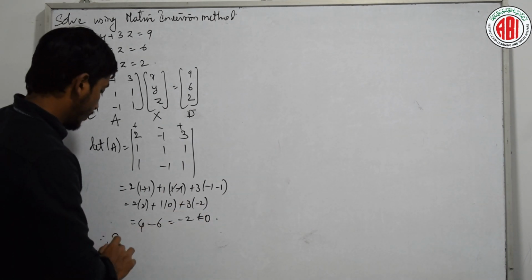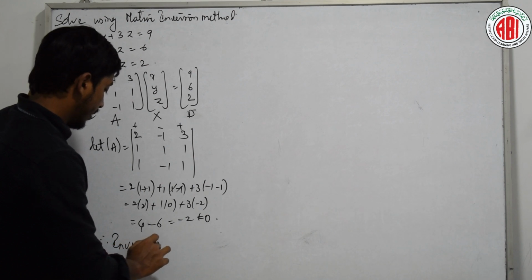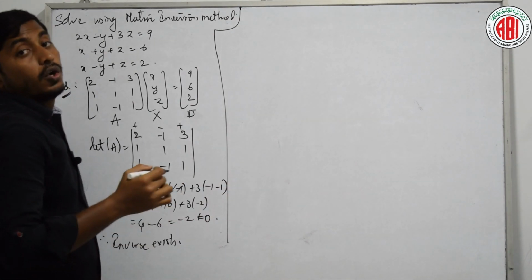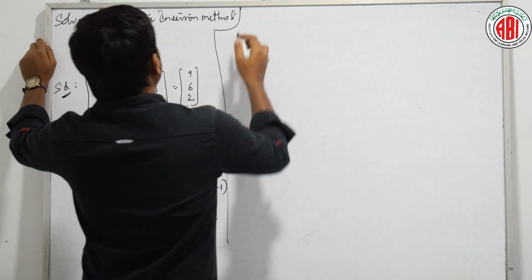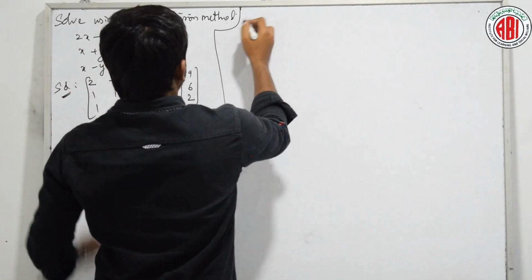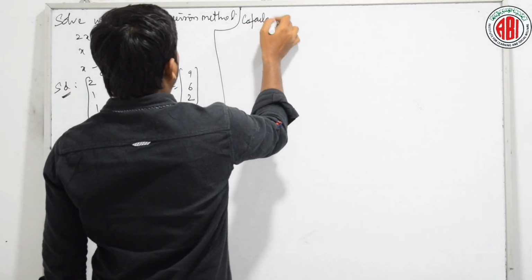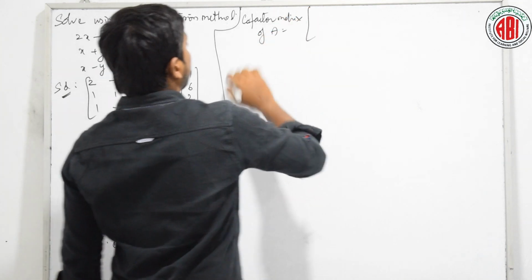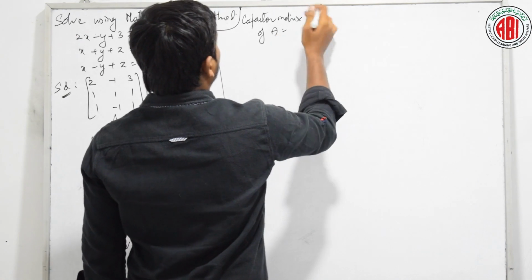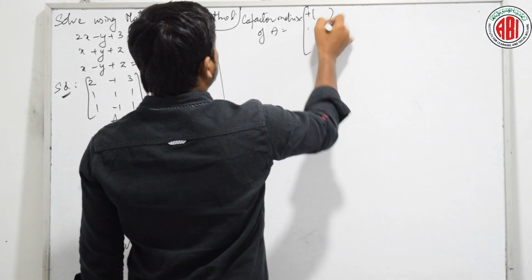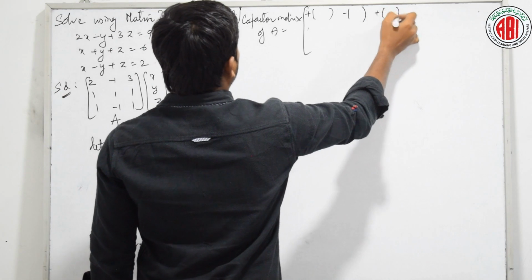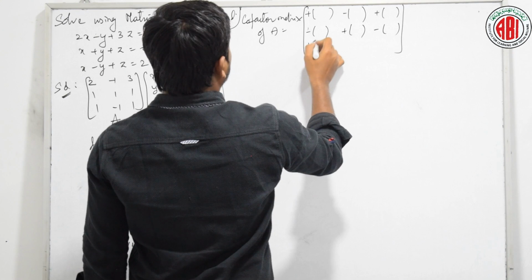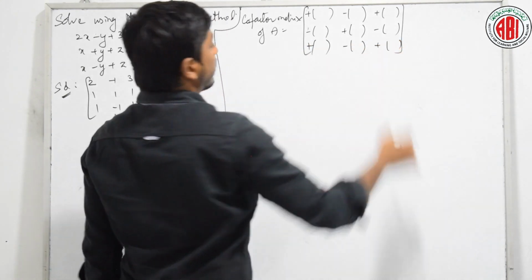Therefore, I know that inverse exists. What is that I have to do now? I have to find the cofactor matrix. How do we find? That is cofactors of these things. Cofactor matrix of A. That is, how do we do? Plus, minus, plus, minus, plus, minus, plus, minus, plus.